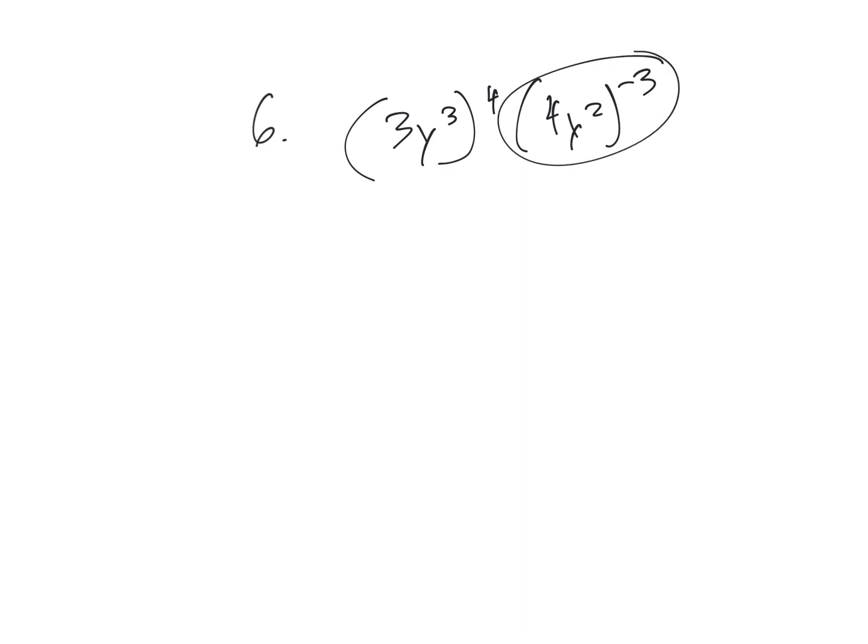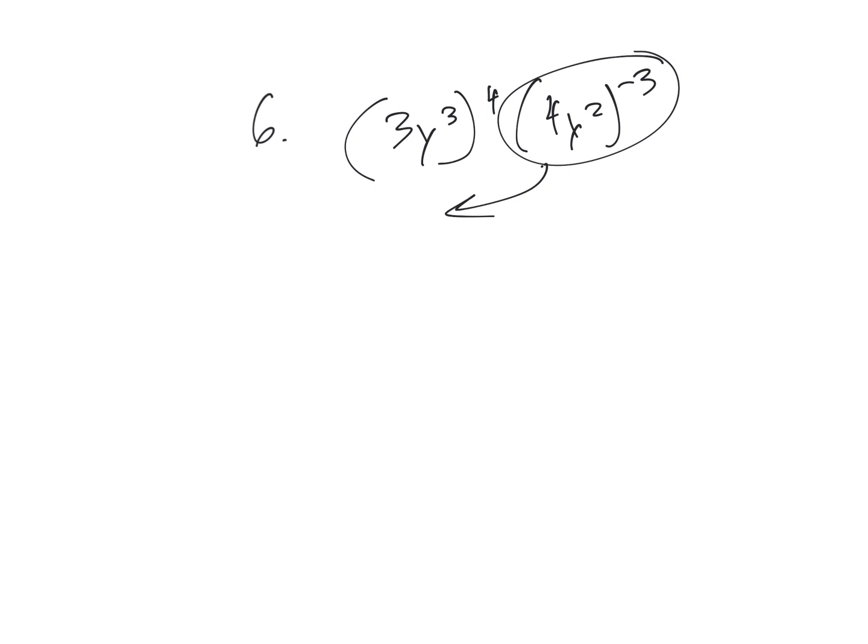Number 6 on the quiz was 3y cubed to the 4th over 4y squared to the negative 3. Oh, I saw this a lot. The negative 3 is on the outside of the parentheses, and we need to make it positive. The negative 3 has nothing to do with the positive or negative of the problem. A negative exponent just says you've got to move the thing. That's all it means. A lot of people put negative 12.